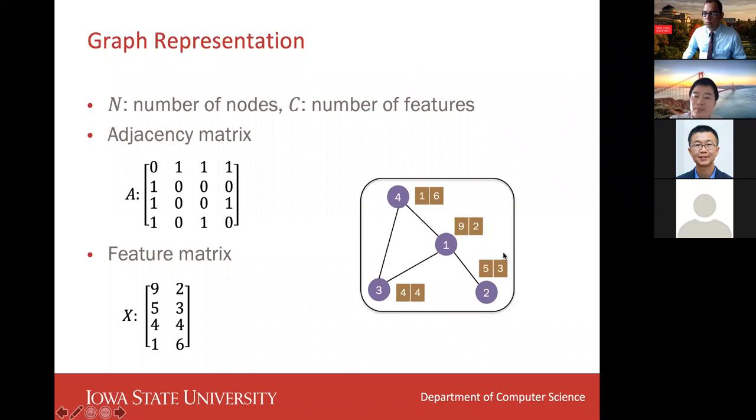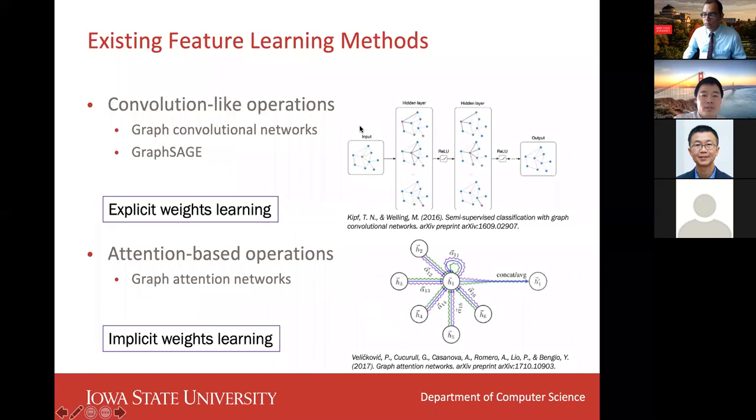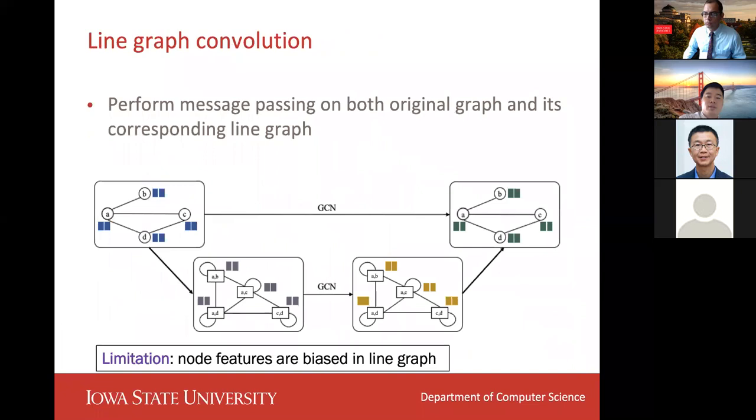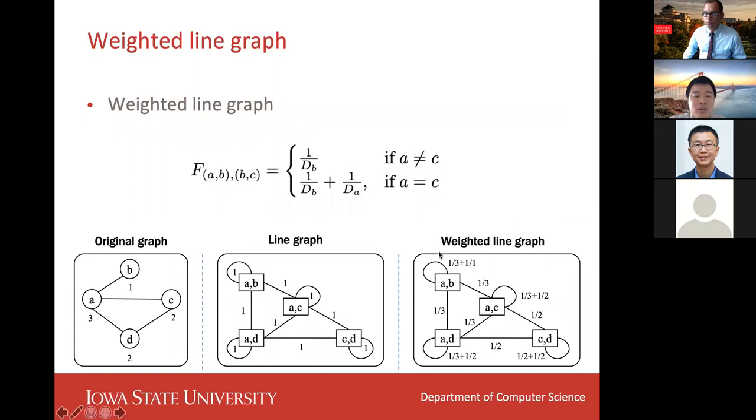Another way is that we can use the line graph. I think I talked about it. You can see we can use line graphs, because in the original graph, the edges are not well represented. But in the line graph, each edge becomes a node. Then you can use these edge features as new node features in this line graph, apply the graph neural network, and get predictions.